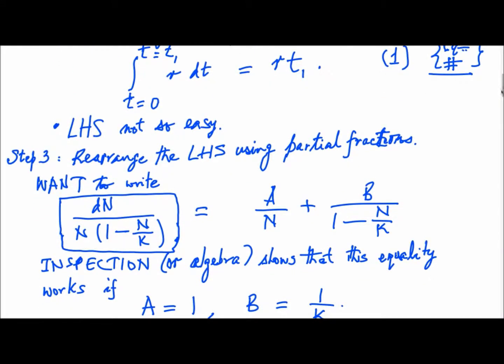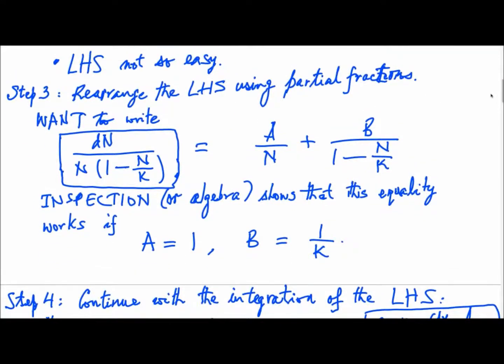The LHS, on the other hand, as I've said, is not so easy. The left-hand side is this thing in the box here. And that looks like it might be a difficult thing to integrate. But if we look at the denominator, we see that it's the product of two things, which means it ought to be possible to write this as the sum of two simpler fractions.